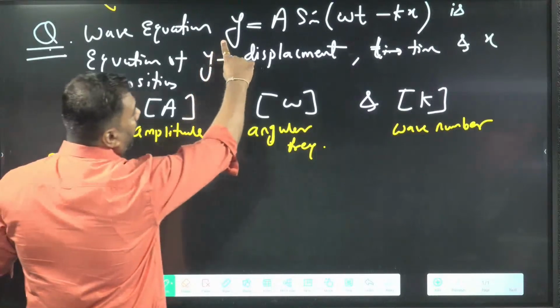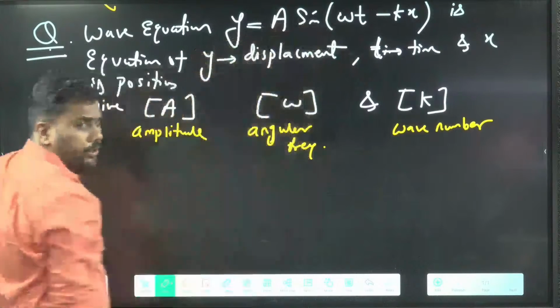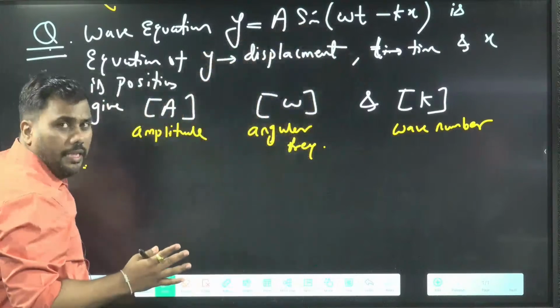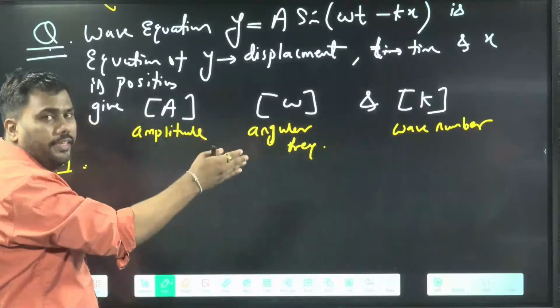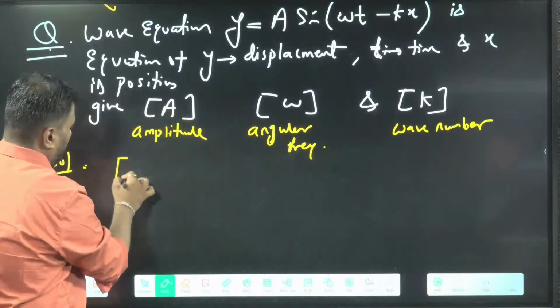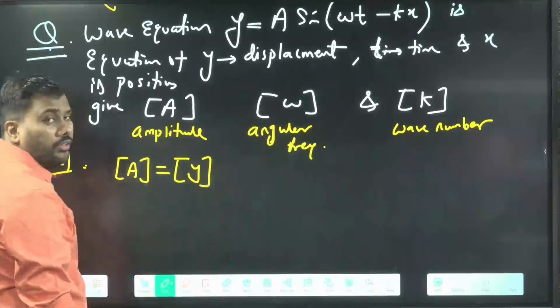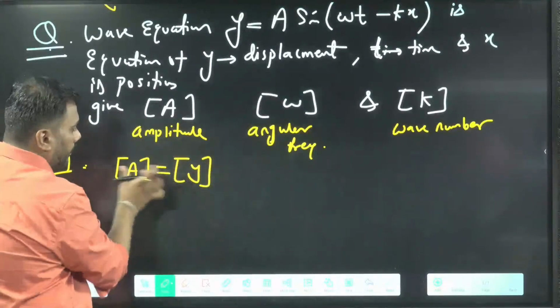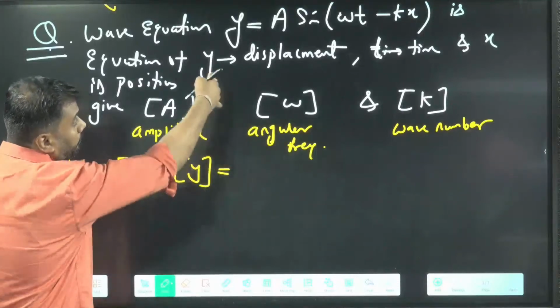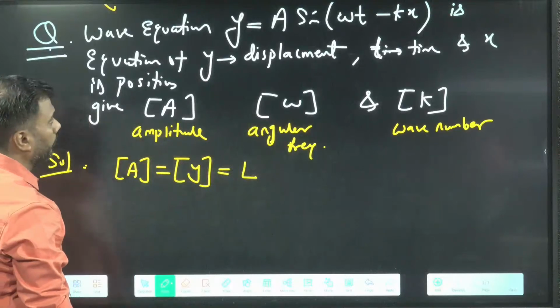See, y is equated with a and sine of this. Sine of this should be dimensionless. Sine of any expression is dimensionless. So because sine is dimensionless, y and a must have the same dimension. Solution: dimensions of a must be equal to dimensions of y. Y is displacement, so the dimension should be L.